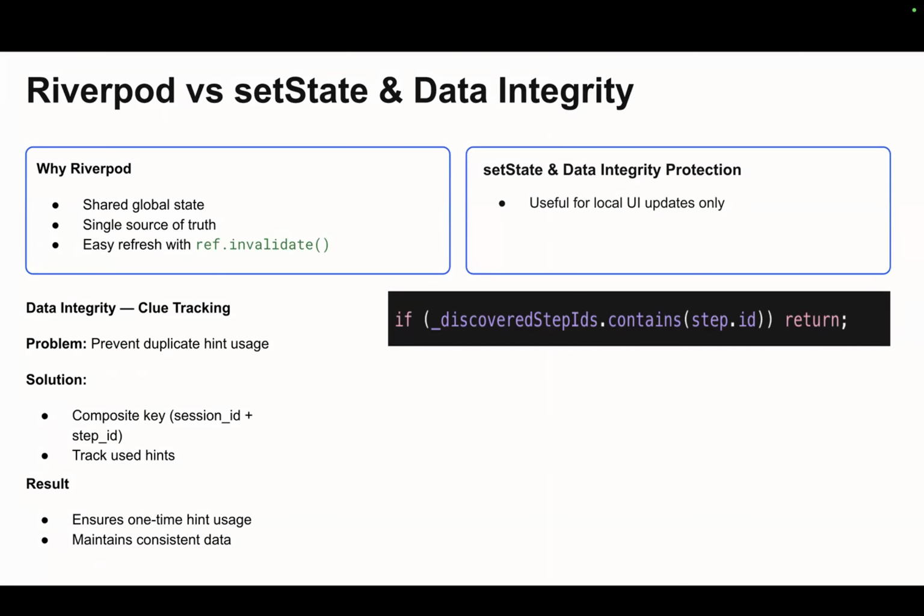And if you can see the code, this condition prevents duplicate hint usage. If a hint is already used, it cannot be reused. We also enforce this at the database level using composite keys. This ensures strong data integrity and also prevents inconsistent gameplay.